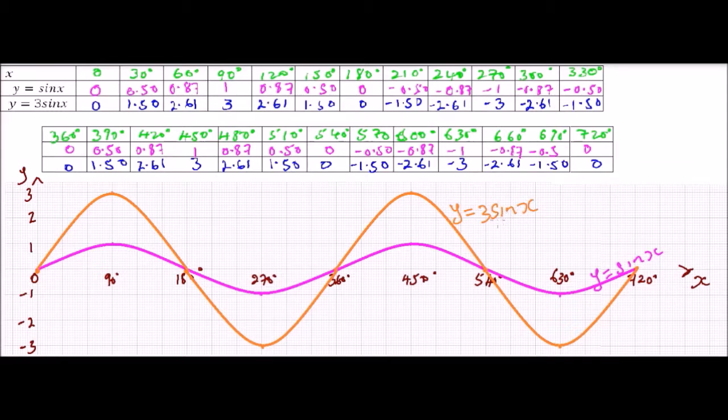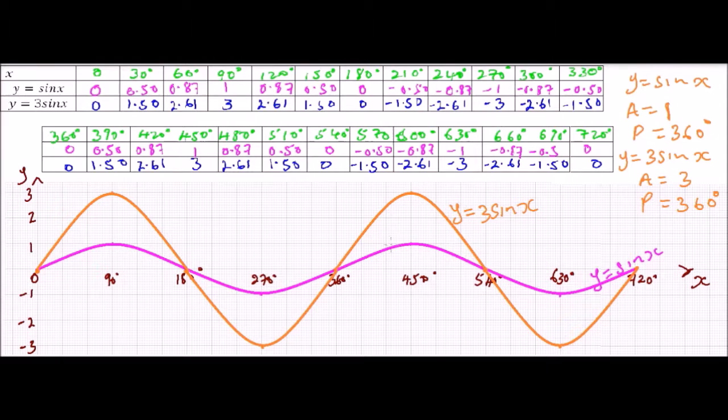And therefore we can compare these two. You find that for the first graph, y equals sine x, the amplitude is equal to 1 and the period is equal to 360 degrees. For y equals 3 sine x, we find that the amplitude is equal to 3 and the period is the same as above, 360.